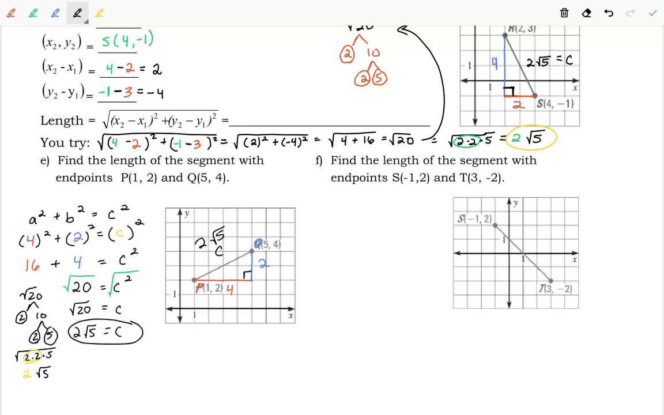Now, we won't always have a graph in front of us. So let's practice with the distance formula. On example F, our distance is equal to the square root of x2 minus x1 squared plus y2 minus y1 squared. So let's label. We just have to pick one of the points to be the first point and one of the points to be the second point.